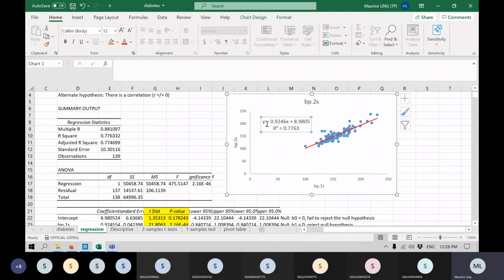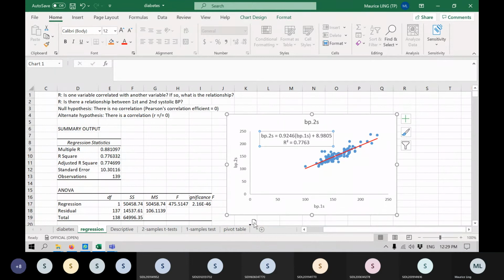But make sure that, because this is a text box, you change it yourself. So your second systolic blood pressure equals this times your first systolic blood pressure. Okay, and that will be good enough, because you really have to change the names of the axes. So far, this is how you can draw a graph and get your results as well. Now, so far, any problem with regression?